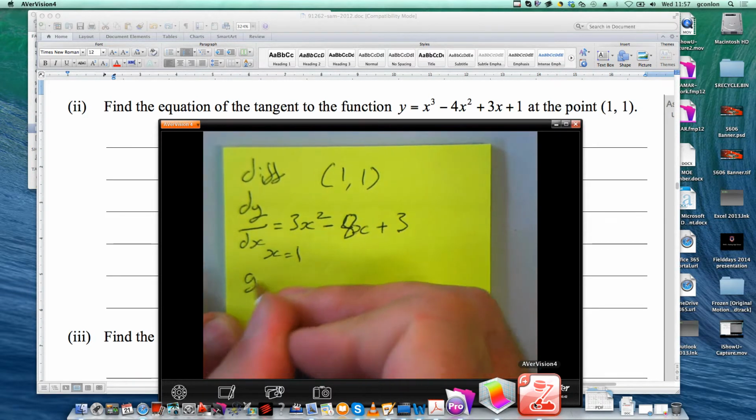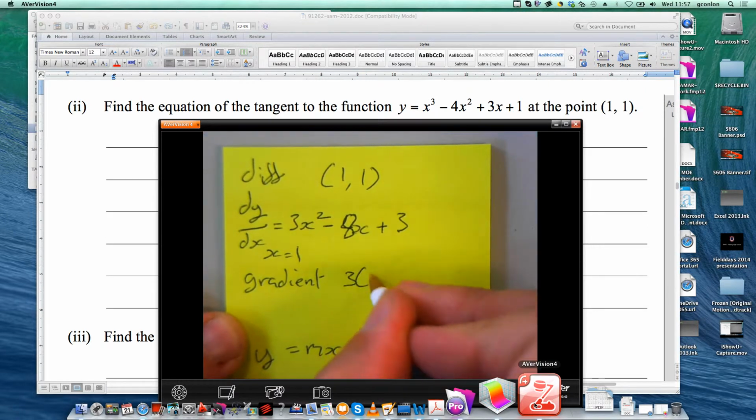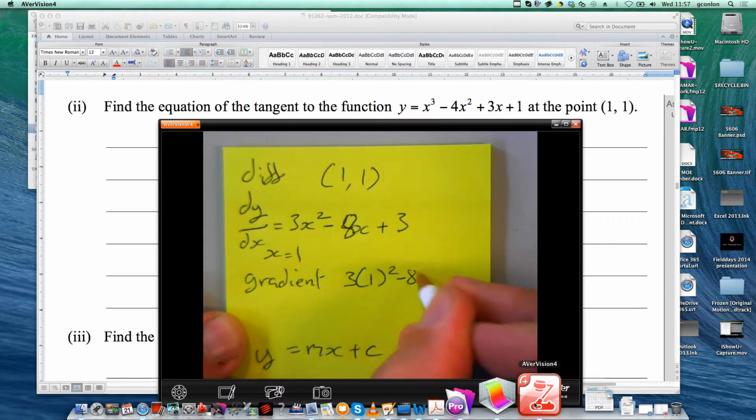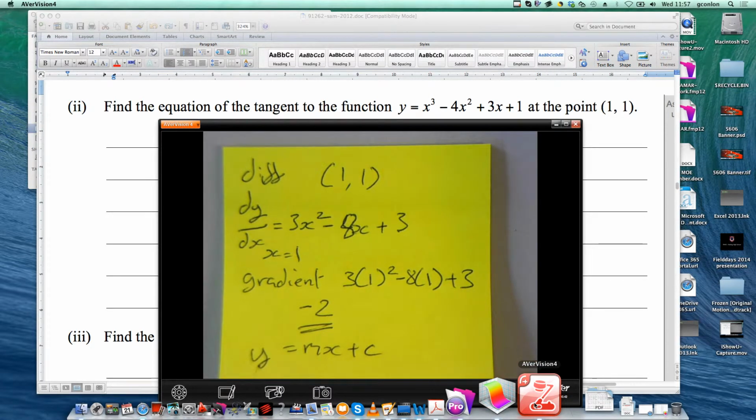So the gradient is 3 lots of 1 squared minus 8 lots of 1 plus 3. So what's that? That's 3 plus 3 is 6 minus 8 is negative 2. So the gradient is negative 2. Okay? Now if you can get that far, that's achieved. Even if you can't answer the question, because it said the equation of a tangent, you knew you had to differentiate, and the x value is 1.